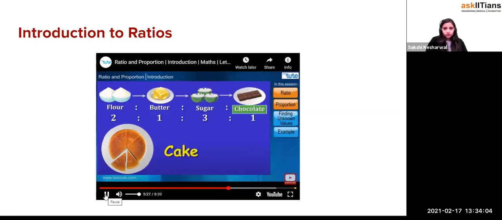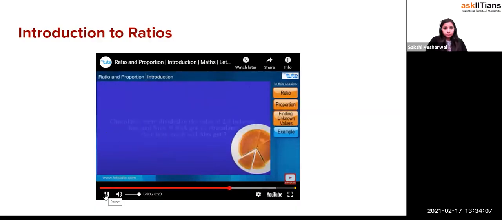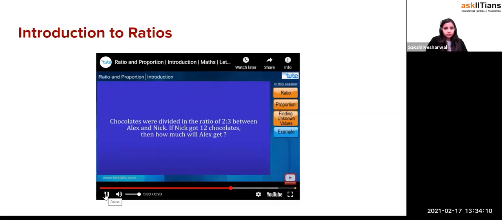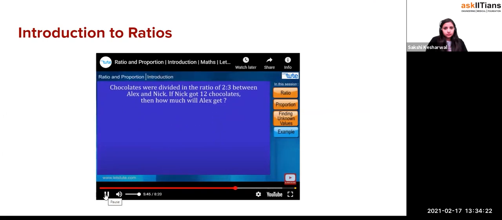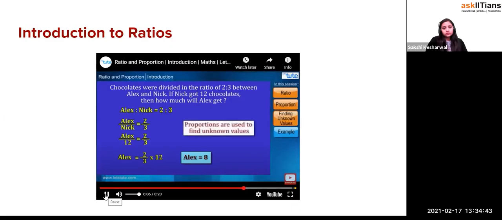Proportions are also used to find unknown quantities. For example, chocolates were divided in the ratio of 2 is to 3 between Alex and Nick. If Nick got 12 chocolates, how many chocolates did Alex get? Here, we know the ratio of chocolates between Alex and Nick is 2 is to 3, and we can write this as a fraction. Now we know Nick has got 12 chocolates, so let's put that value here. After cross multiplying, we get the value as 8, that is, Alex will have 8 chocolates. Proportions are majorly used in such cases where we have to find the unknown values.